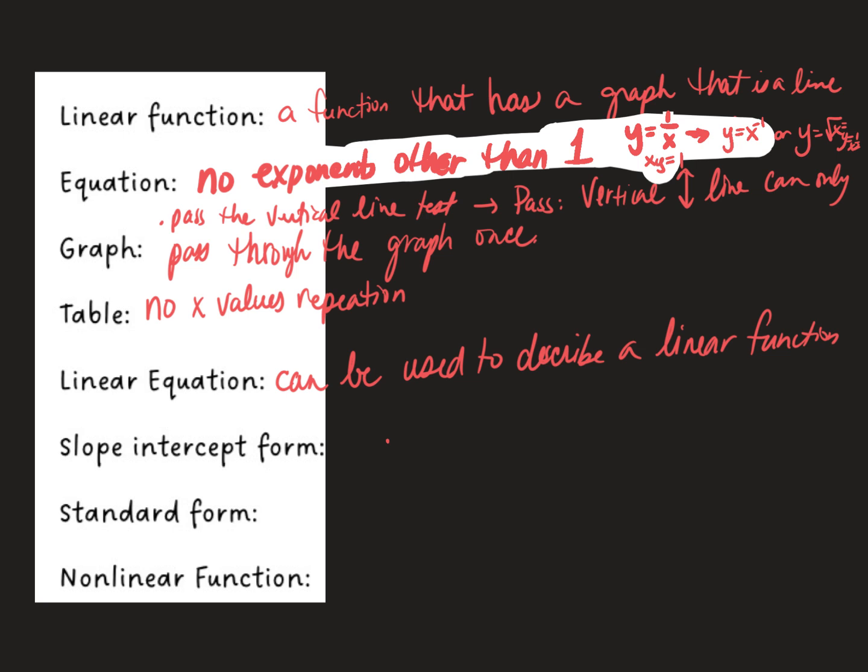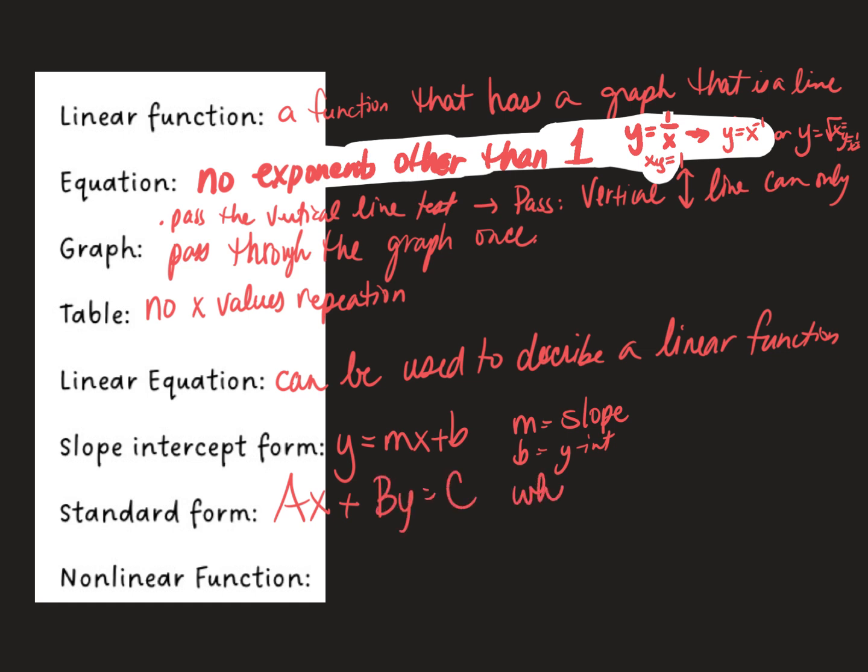Now, slope-intercept form. Hopefully you remember that's y equals mx plus b, where m is the slope and b is the y-intercept. Standard form you may not have ever heard of before, ax plus by equals c, where a, b, and c have to be integers. And a has to be greater than 1. And a nonlinear function has a graph with a set of points that cannot lie on the same line.